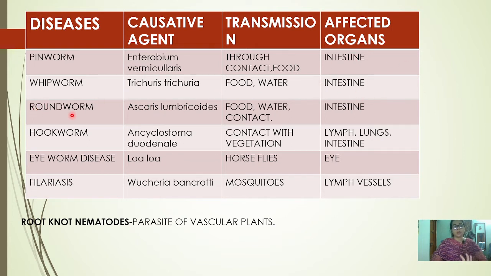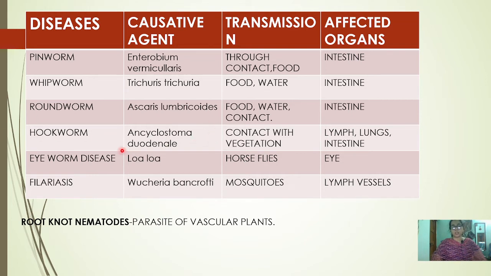And the common one is the roundworm disease, which we have discussed now, Ascaris lumbricoides. It is transmitted by food, contact and water, and it also affects the intestinal part. All the diseases which I have mentioned in this table are important from the exam point of view also. They will ask the disease and the causative agent. This is asked a number of times, so I have mentioned it in a proper format.